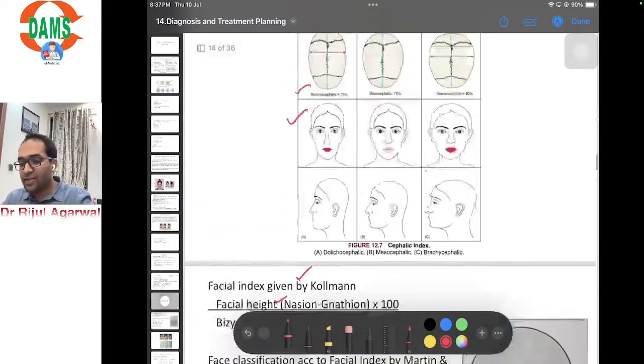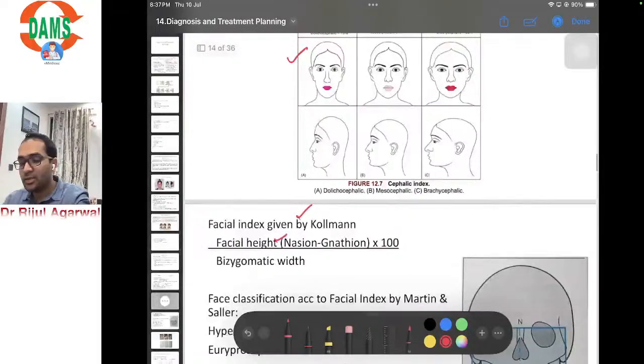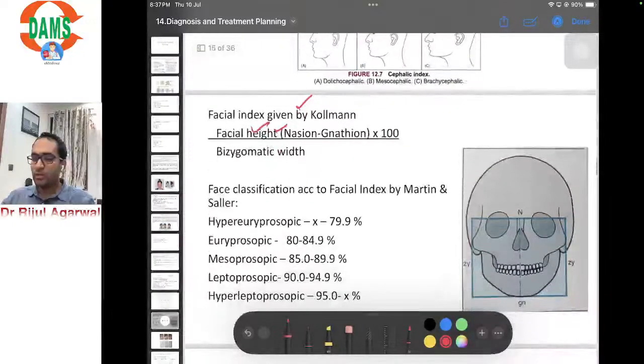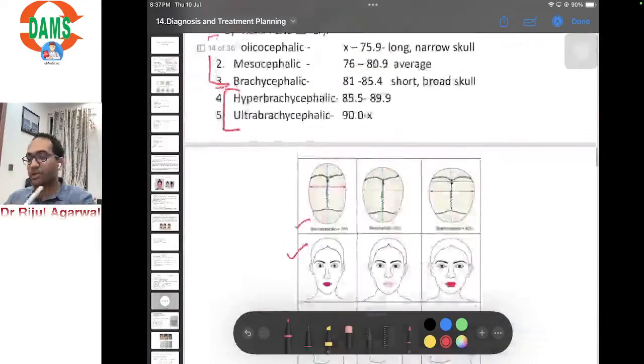Now there is a difference from the cephalic index. Here there is confusion. Here it is skull width by length. Here it is face height by width. So the numerator and denominator get changed. So once they change, your table gets completely reversed as compared to the cephalic index.